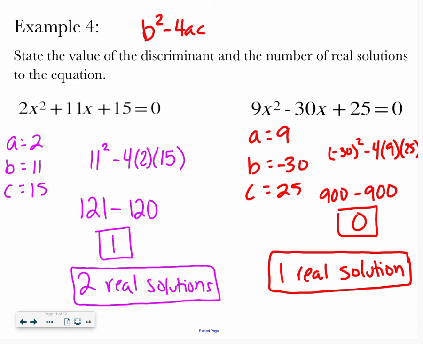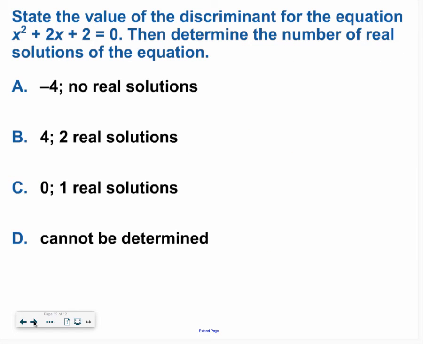And that's all it is asking you to do. You don't have to do the entire quadratic formula. You just have to do that inner radical part. And remember, that's called the discriminant. Go ahead and solve this last one on your own. Good luck.